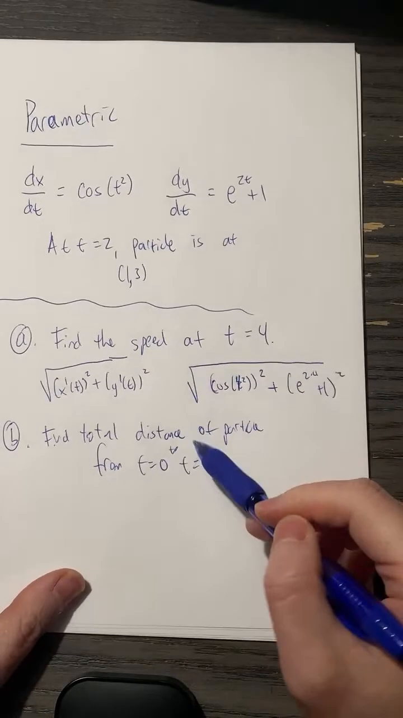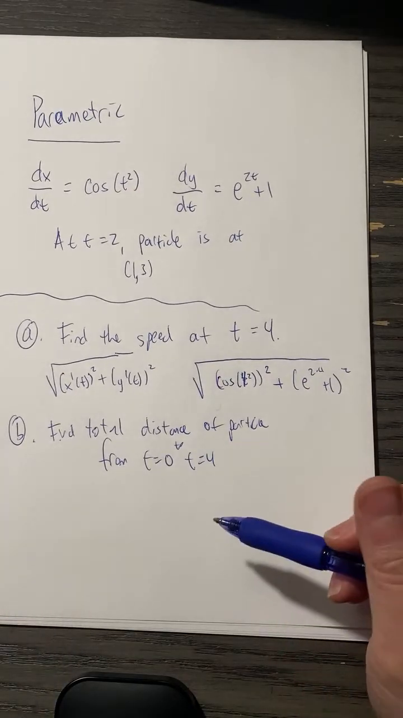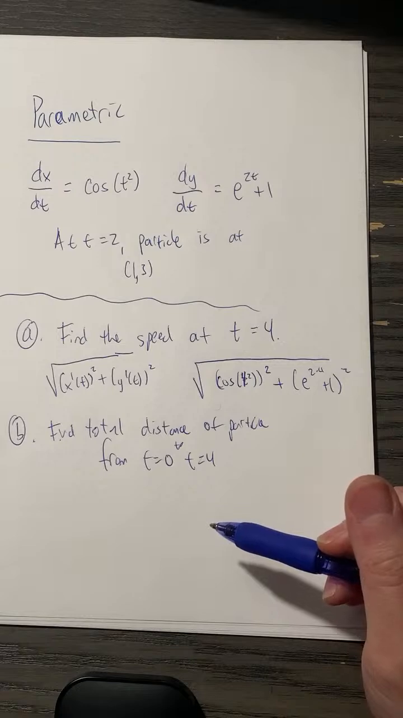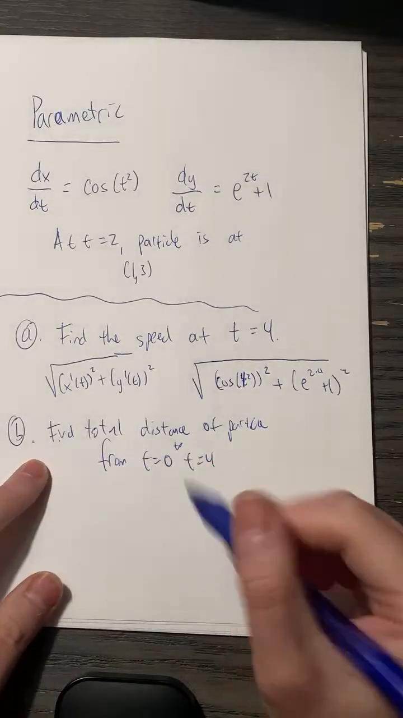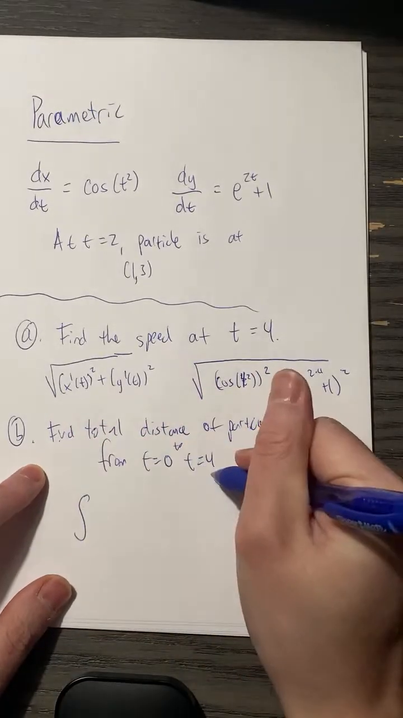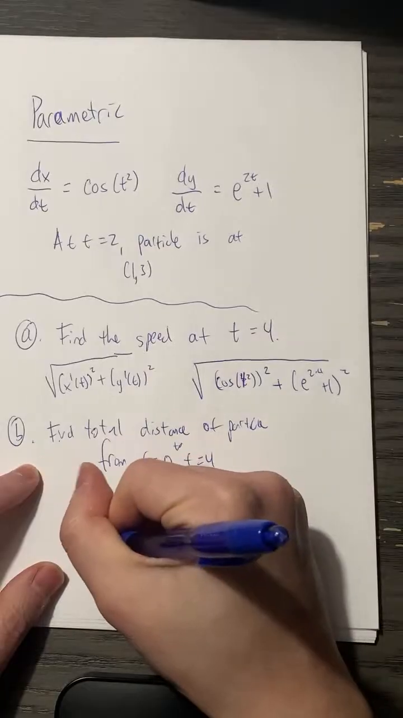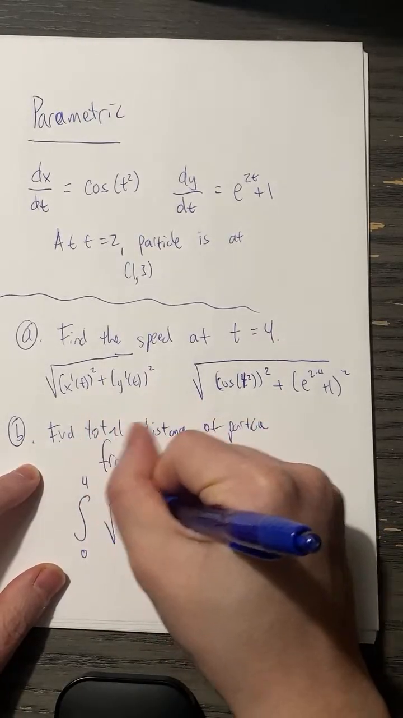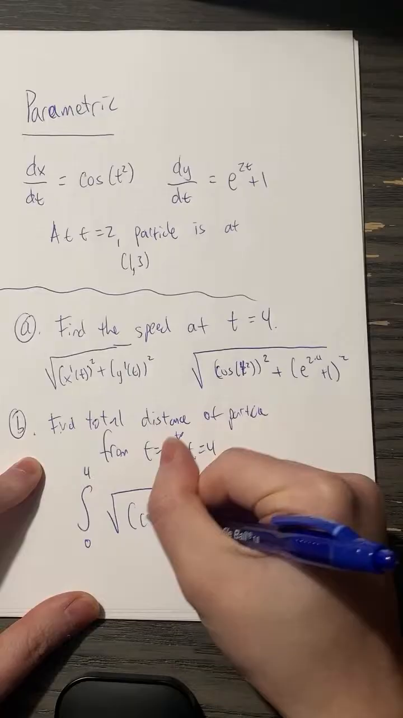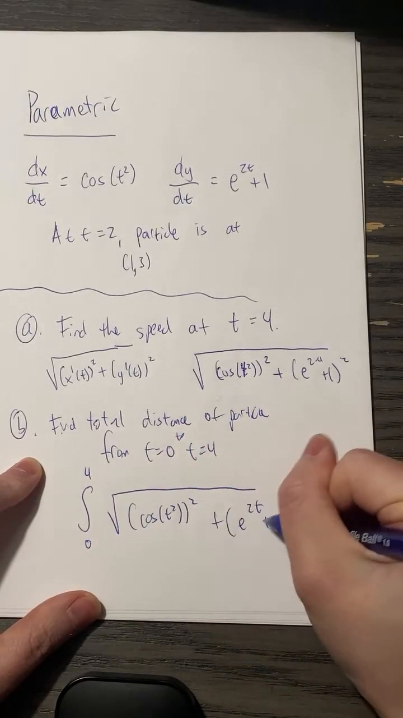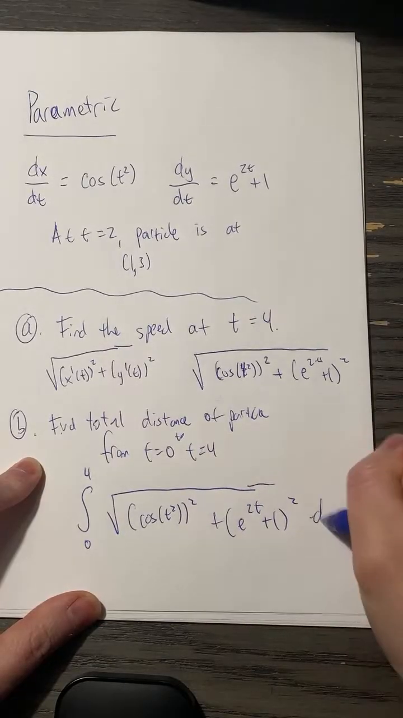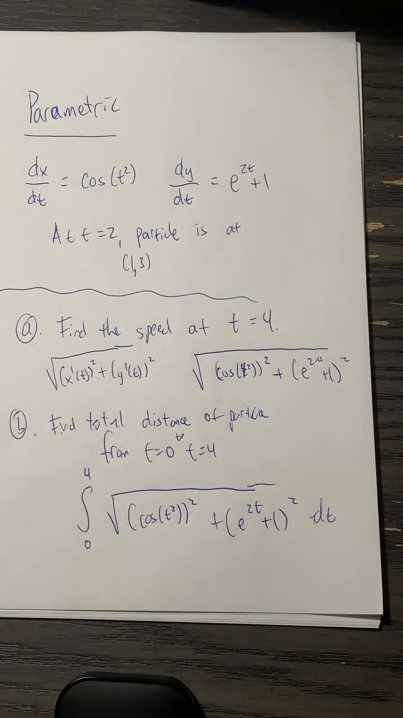Okay, so find the total distance. Just like with particle motion, the integral of speed is total distance, and this is speed, so we're going to do the integral of this. Just keep in mind that when you're doing this, you're not going to plug in 4 into the formula. This is what you would type in a calculator: integral from 0 to 4 of the square root of cosine of t squared plus e to the 2t plus 1 squared. I might type some questions in a calculator, but I don't think we have to. Again, you just type it in a calculator.